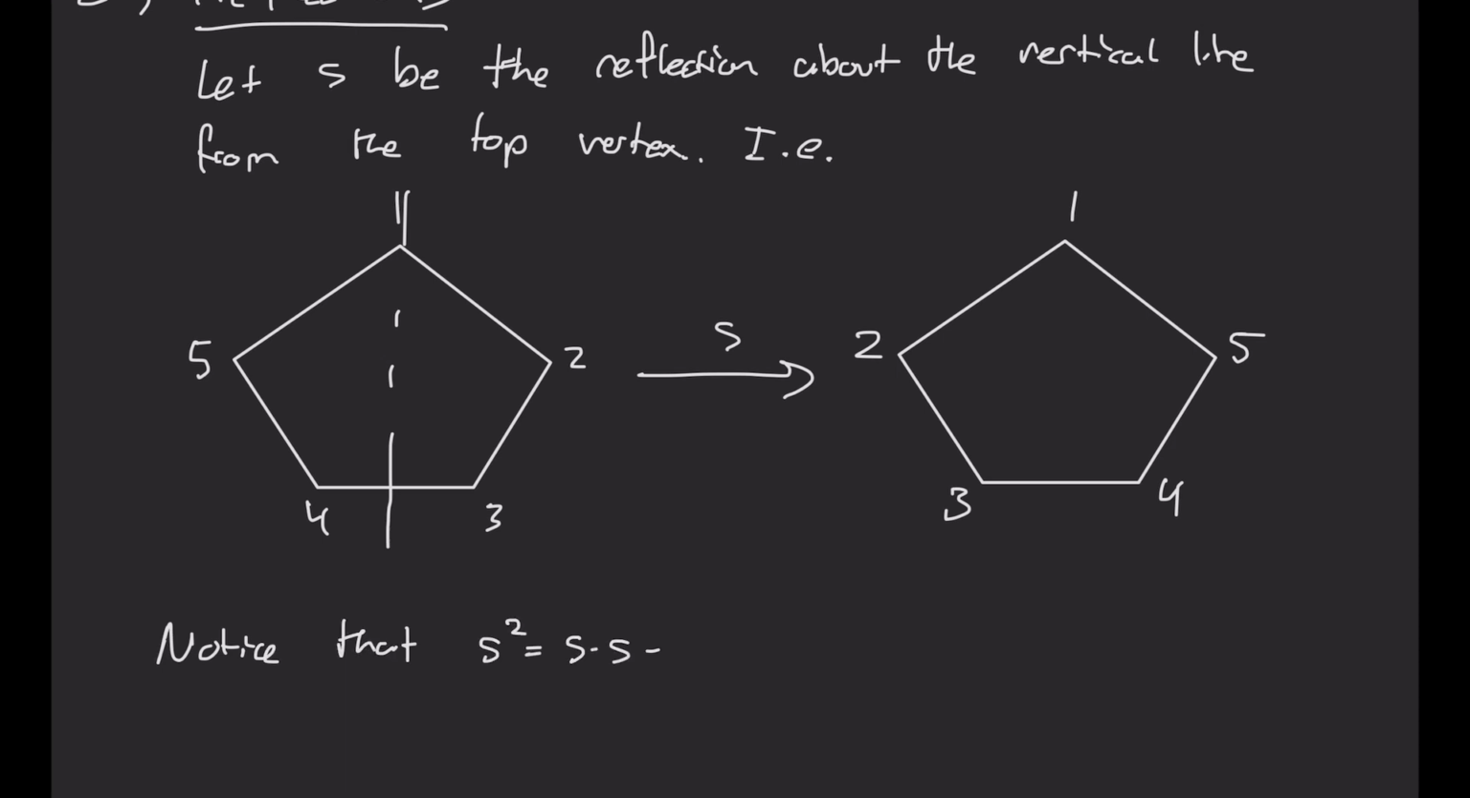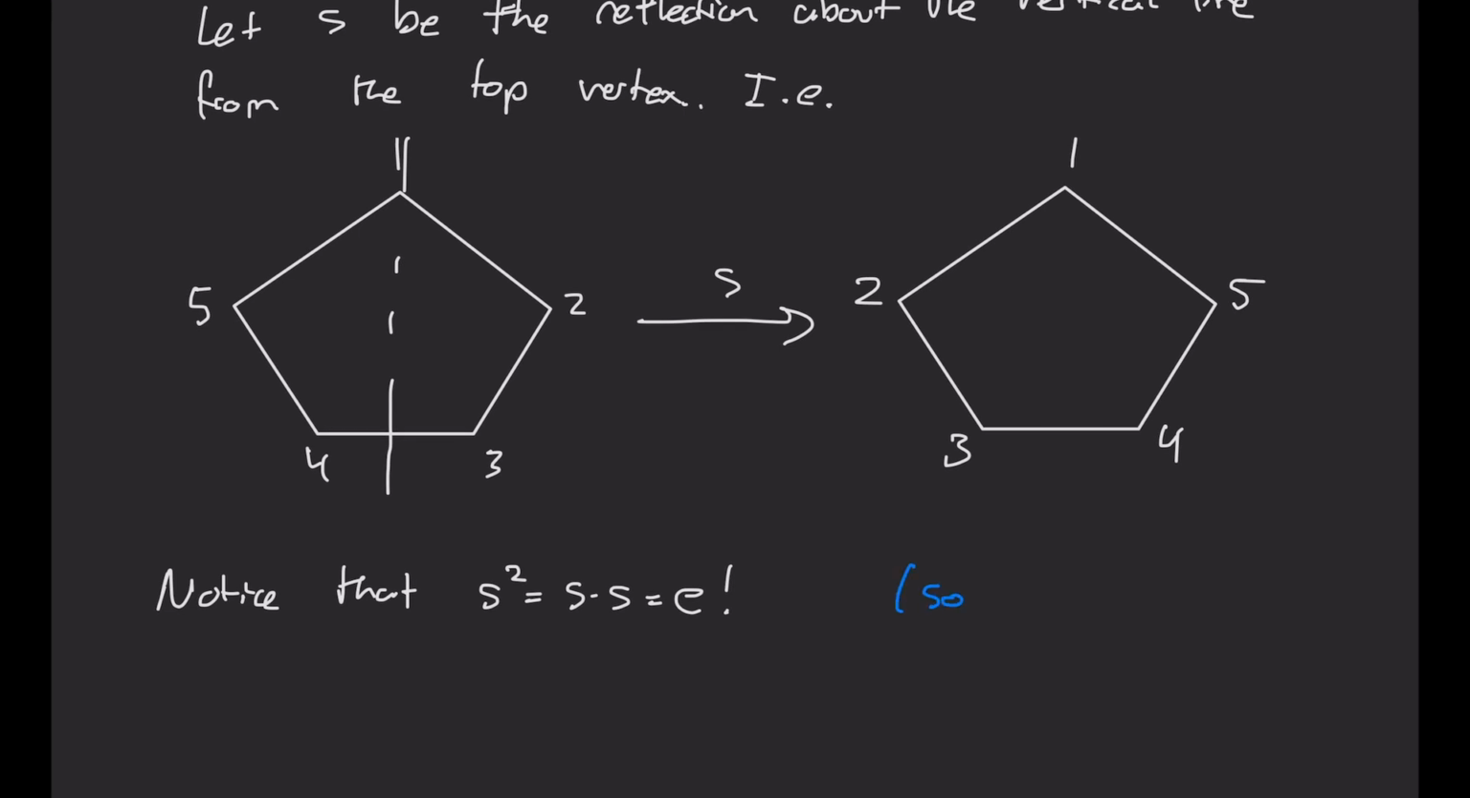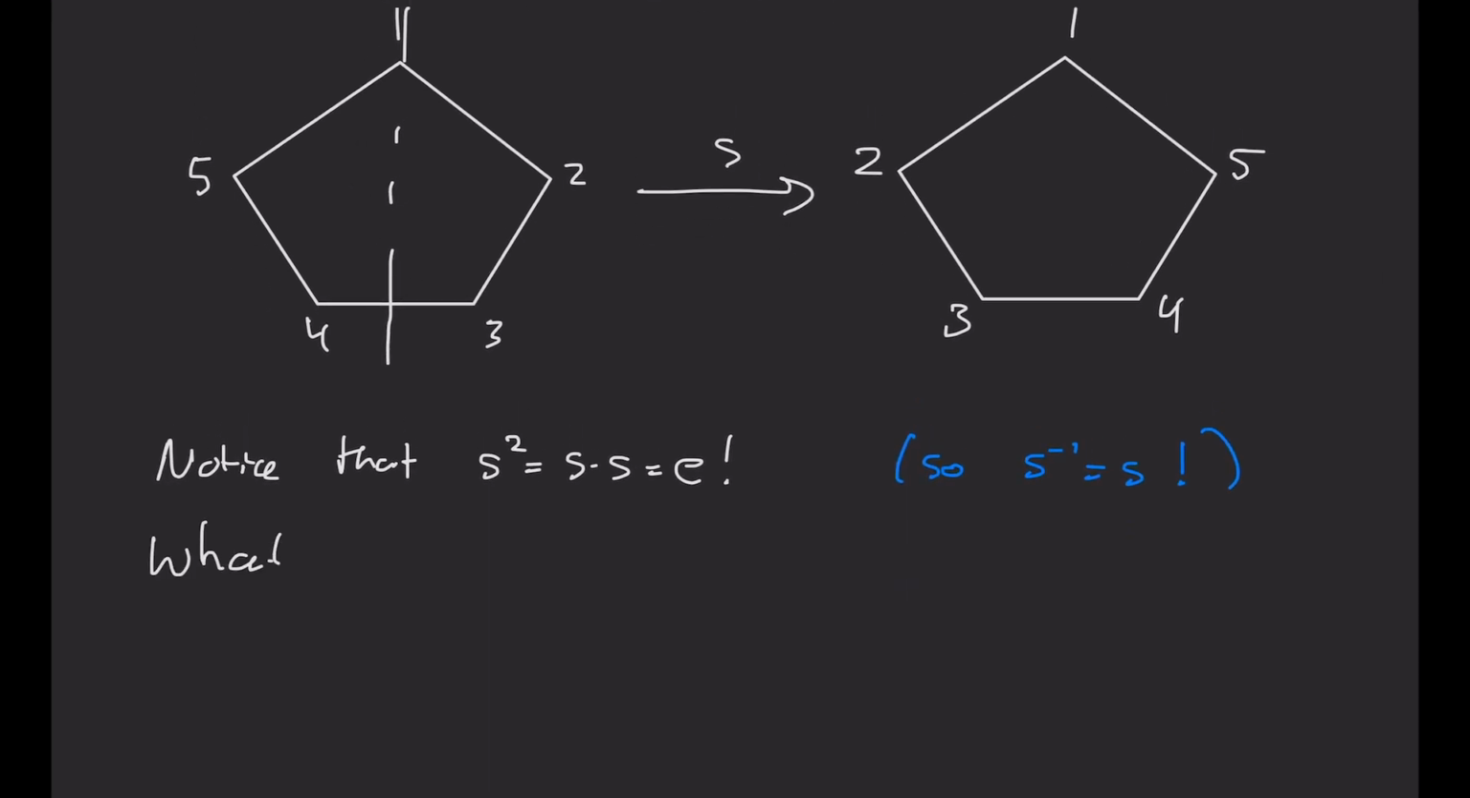So notice that if I reflect twice, so S squared, I get the identity back. So one way to interpret that is that the inverse of S is actually just S itself, which is interesting.